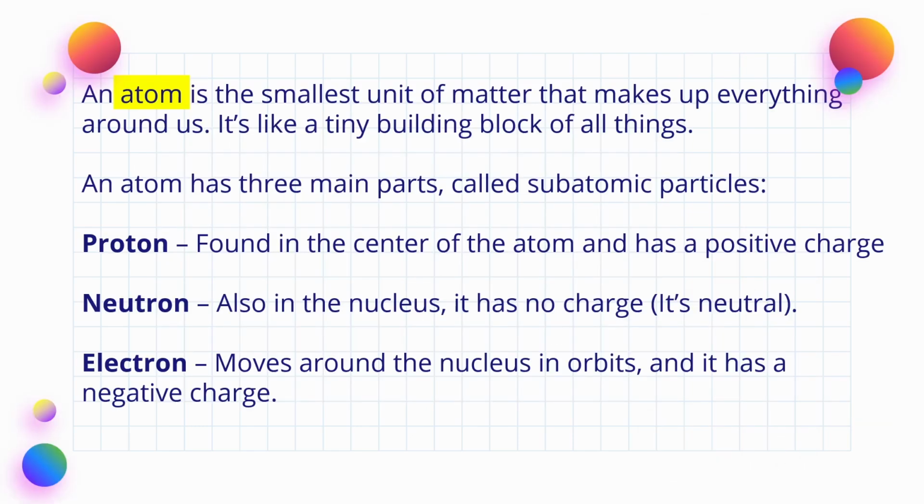So, to sum it up, an atom is the smallest unit of matter that makes up everything around us. It's like a tiny building block of all things. Protons are found in the center of the atom and have a positive charge. Neutrons are also found in the nucleus and have no charge, or are neutral. Electrons move around the nucleus in orbits and have a negative charge. These three particles, protons, neutrons, and electrons, make up every atom, and atoms make up everything in our world.